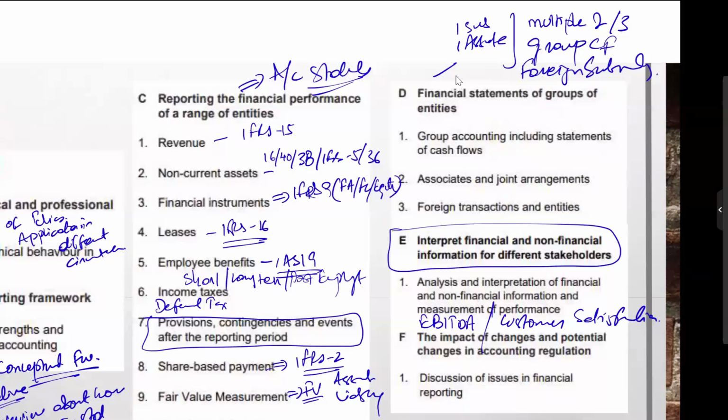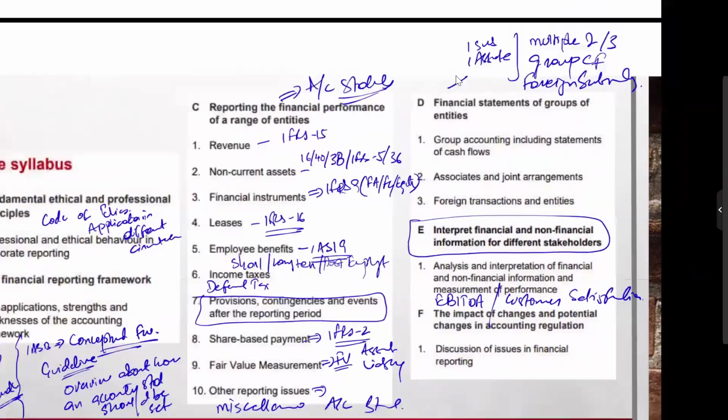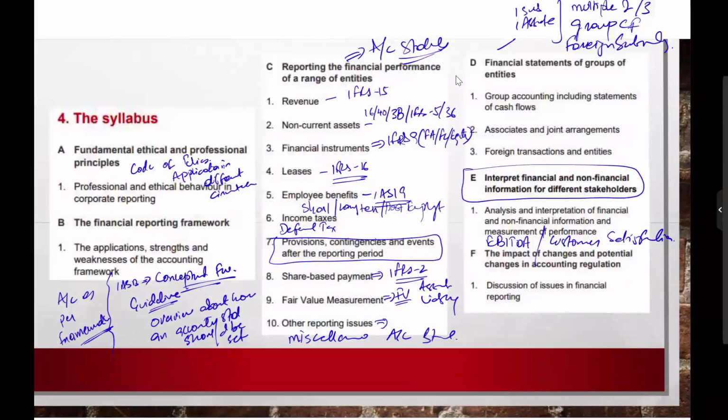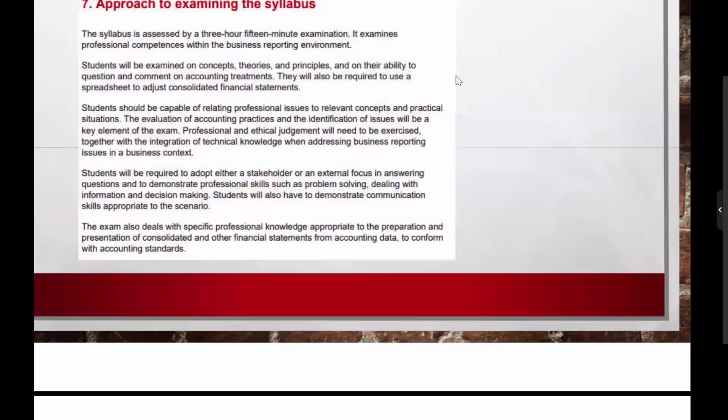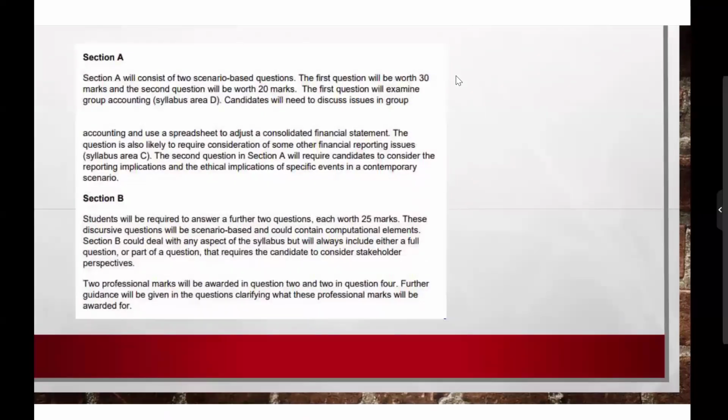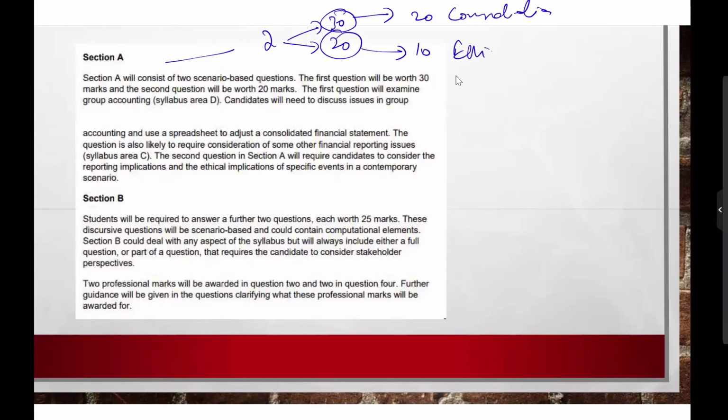Now, if we move a bit forward and discuss further, this is the overall syllabus area, and the way the examiner examines the syllabus area is that there is this section A that will consist of two questions. One question is going to be of 30 marks, one question is going to be of 20 marks. This 30 marks question would have approximately 20 marks from consolidation. This question usually has 10 marks from ethics. So you have the topics for 30 marks probably confirmed, and you already have an idea of which topics are going to be examined.